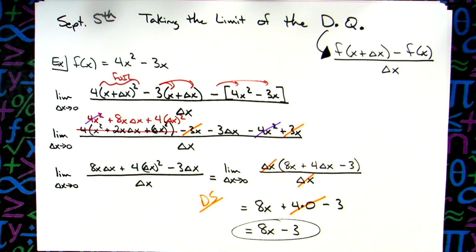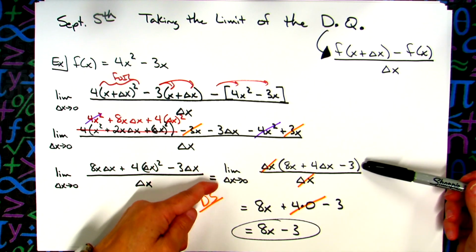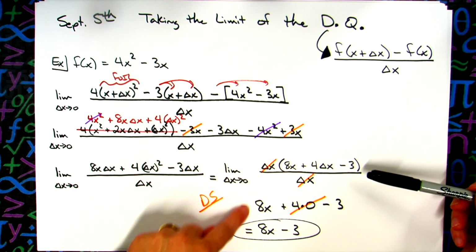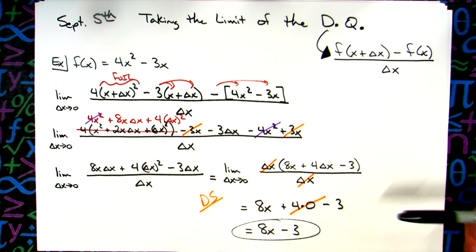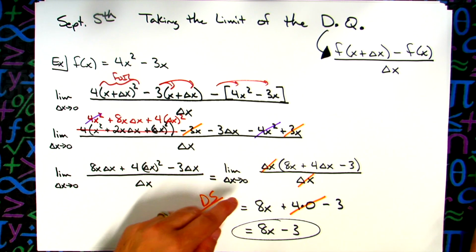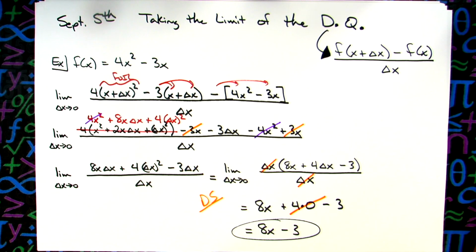But it's at that point where I do that direct substitution, replacing delta x with 0, that the limit notation goes away. And that's the main key. That's the number one main key to this. Limit notation is on every step until you get to the last one, then you remove it.